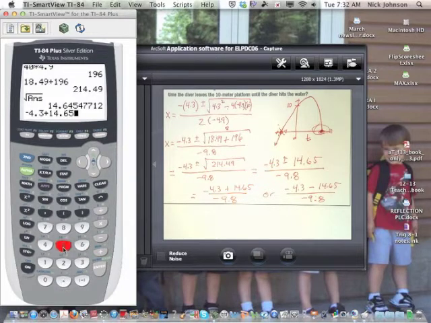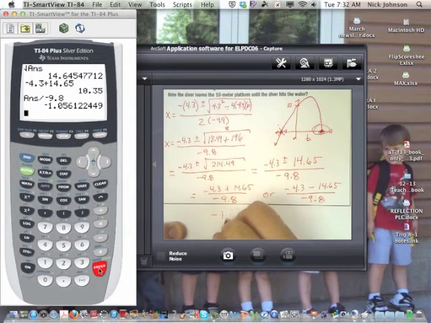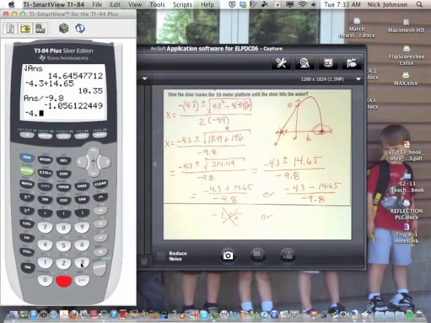Negative 4.3 plus 14.65. Notice I don't just hit the division sign and then type that in, because then it's not going to take both of them. So I want to find that numerator first, so I hit equals. Then I hit divide a negative 9.8. And it gives me a negative 1.05. So that's actually the one that we don't want because it's negative.